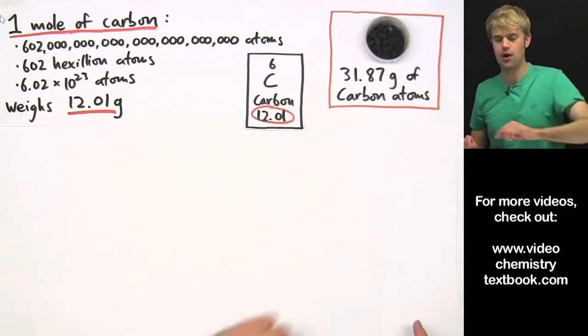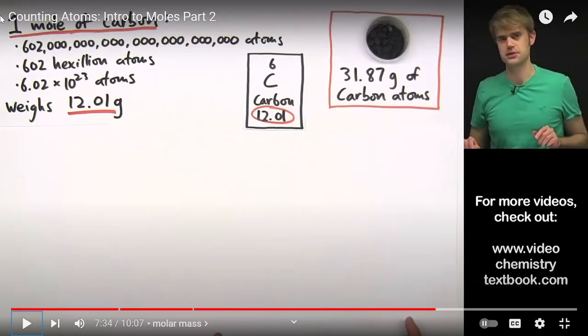I put this on the scale and find out that there are 31.87 grams of carbon atoms. Do you have a mole of carbon? Do you have less than a mole? Or do you have more than a mole? Tell your partner. 31.87 grams of carbon atoms. Is that a mole? Is it more than a mole? Or is it less than a mole?